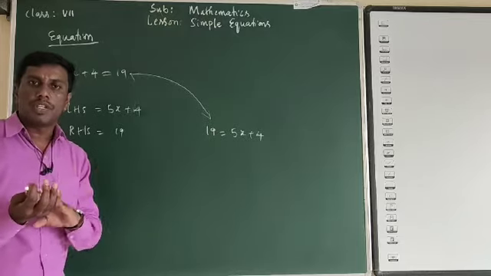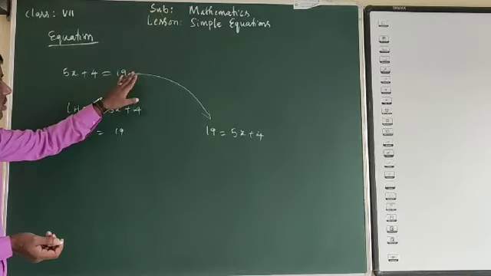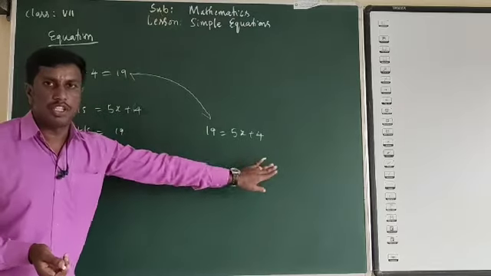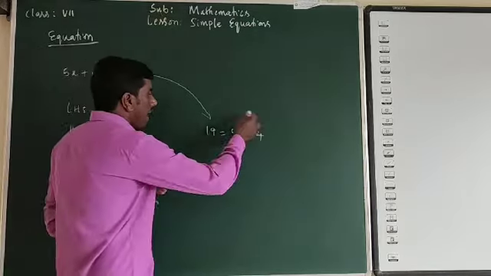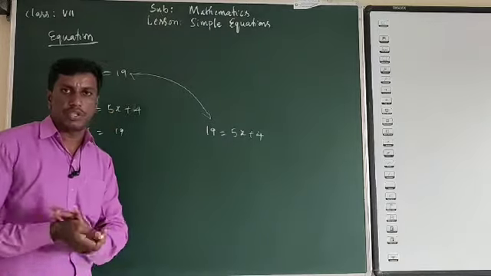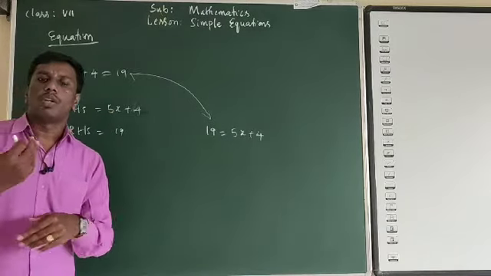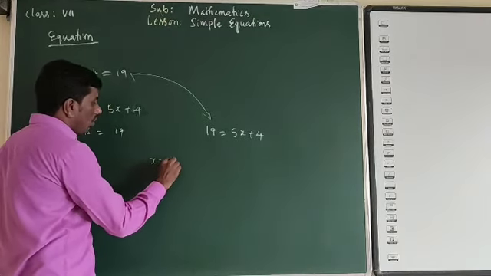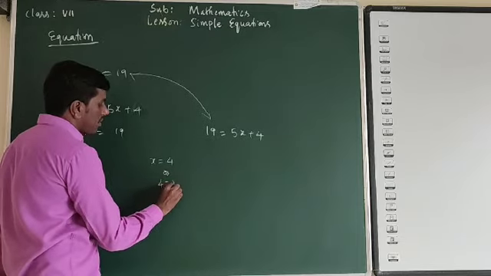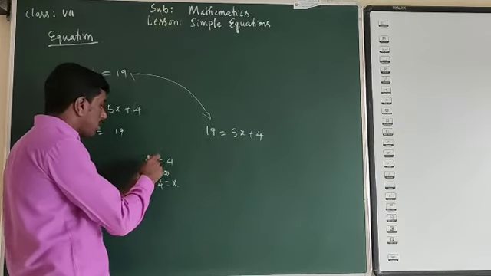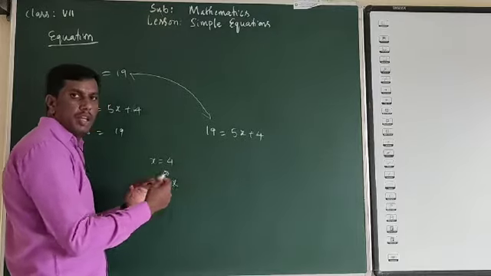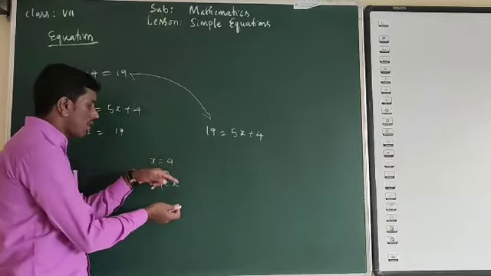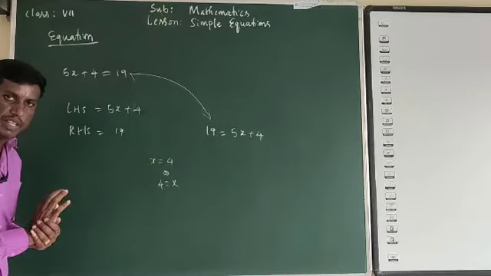Both the equations are the same, but here the RHS is written in the LHS place and the LHS is written in the RHS place. If you write like this, the value of the variable is not going to change. That means x is equal to 4 or 4 is equal to x, both are the same. LHS is equal to RHS, RHS is equal to LHS. I am not transferring; in fact, I am writing the LHS in the RHS part and the RHS in the LHS place.